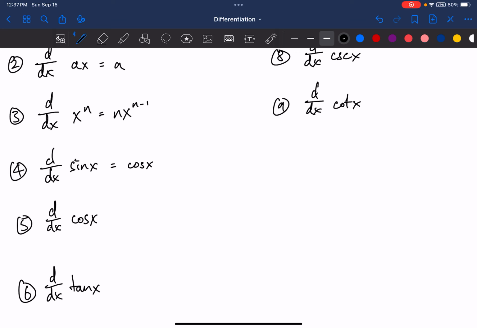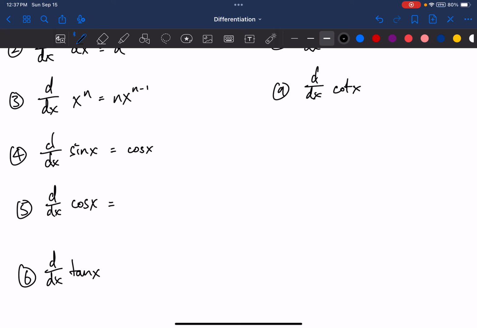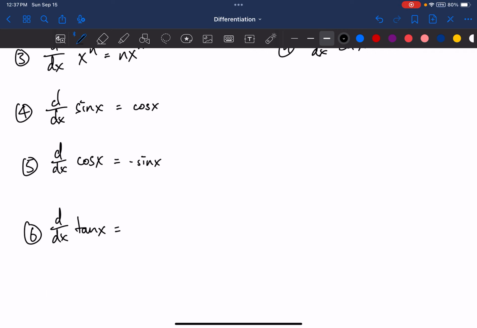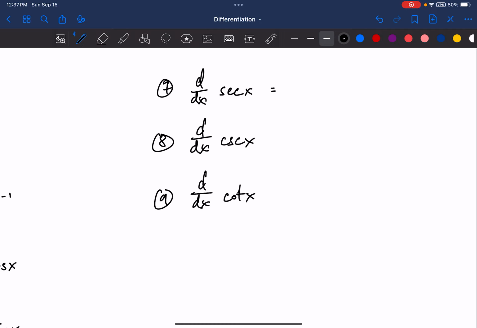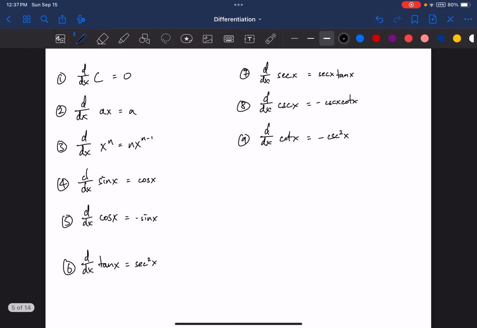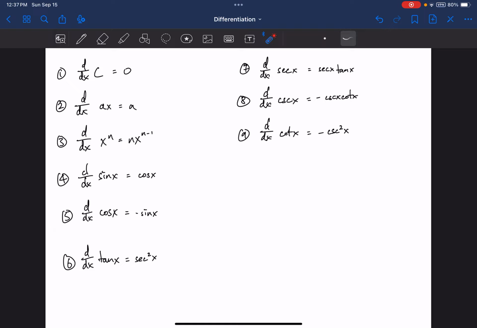Sine will become cosine x. Cosine will become negative sine x. Just bear with me, I will just write the other ones. Tangent will become secant square x. Secant will become secant x tangent x. Cosecant will become negative cosecant x cotangent x, and then cotangent will become negative cosecant square x. Okay, so we went through these ones and now we get to these ones.